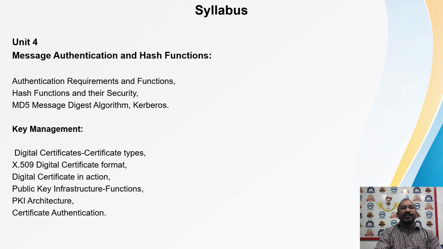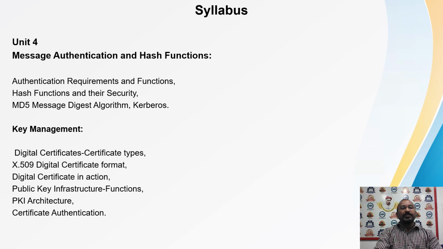Now second is hash functions. We have hash functions, that is MD5 message digest algorithm, and Kerberos. Then key management. In systems, we will use a trusted third party which is used for managing the keys. Instead of managing the keys by the sender and the receiver, the trusted third party can be used.